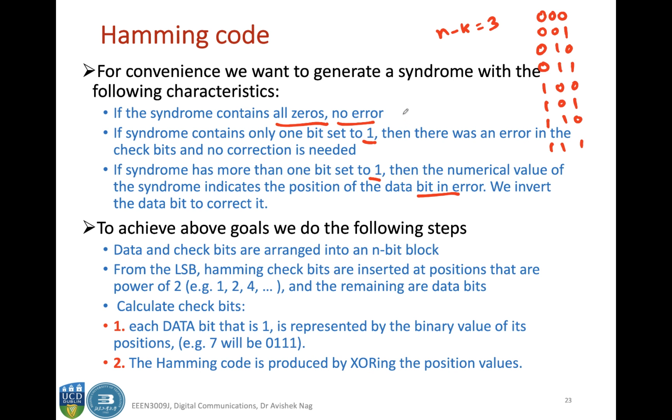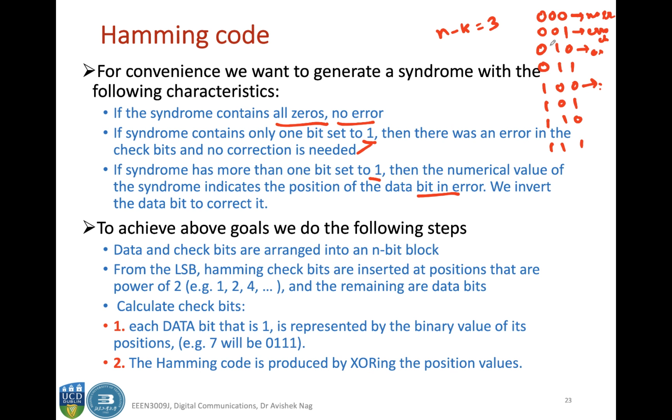So if the syndrome contains all zeros, then no error. So this is the no error case. If the syndrome contains only one bit set to 1, then there was an error in the check bits and no correction is needed. So this is the case. So this is error in check bits. These are the cases where you have error in check bits.